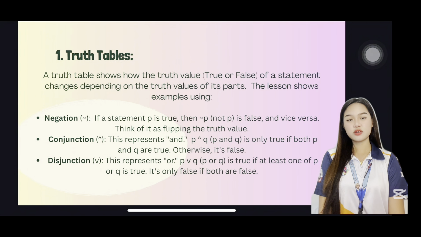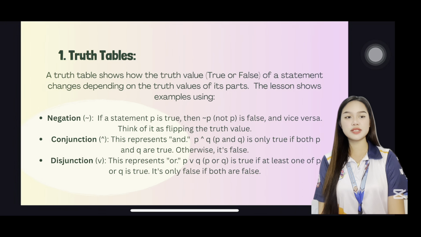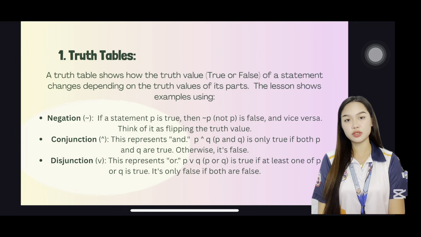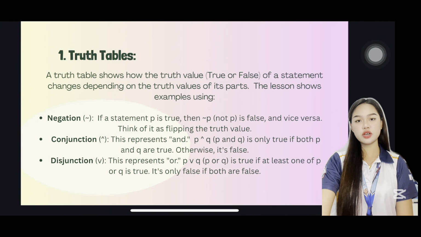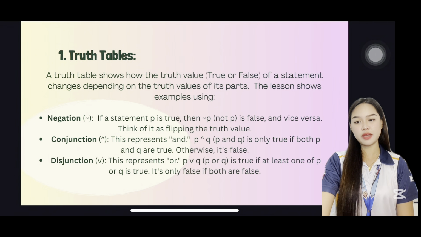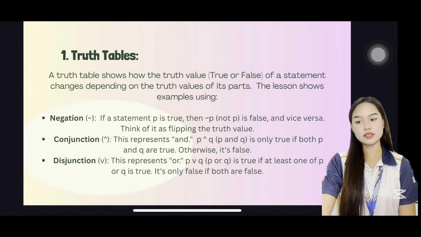Next is conjunction, which represents and. P and Q is only true if both P and Q are true. Otherwise, it's false. So conjunction means and. It combines two statements and the result is only true if both statements are true.